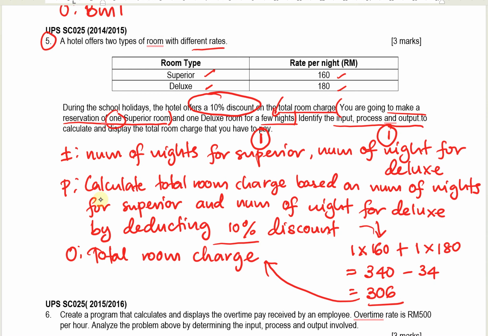But the formula here, you don't have to write in the process for IPO. You only need to write the formula in the process for your pseudocode and flowchart, and you will learn about the pseudocode and flowchart later in the next topic. So for IPO, you don't have to write any formula.